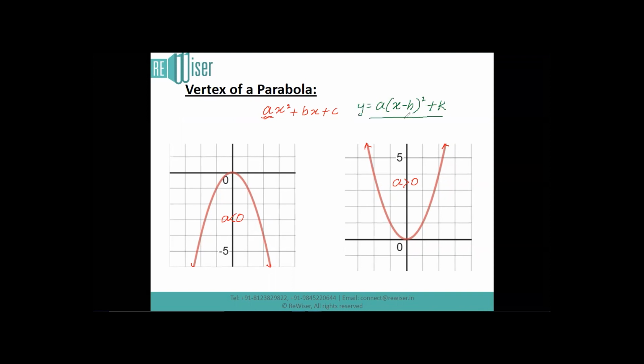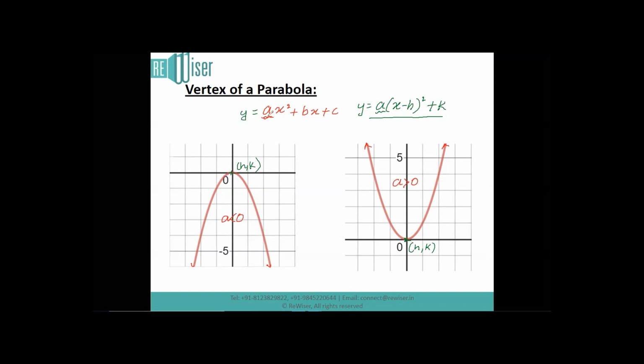In this case, h comma k is the coordinate of the vertex. This turning point is what is known as the vertex, which is h comma k. And obviously, the coefficient a is the same as the coefficient of x square in the general form. So now this is about the vertex.